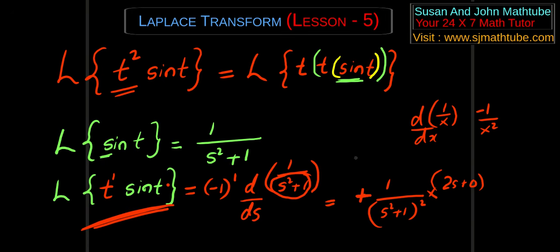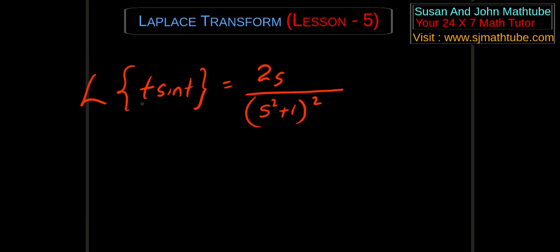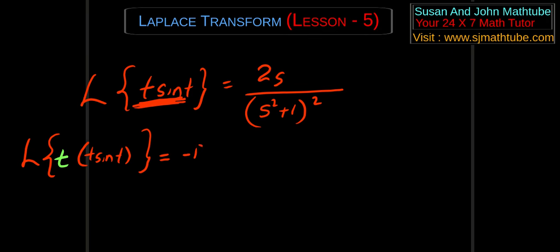Okay, now take a look at the question. We want t square. Oh, look at this. I know the Laplace of t into sine t. What do I know? I know the Laplace of t into sine t. So what will be the Laplace of t square into sine t? Look at this. We are allowed to multiply any function by t. All you have to do is put minus 1 to the power 1 and differentiate the answer.